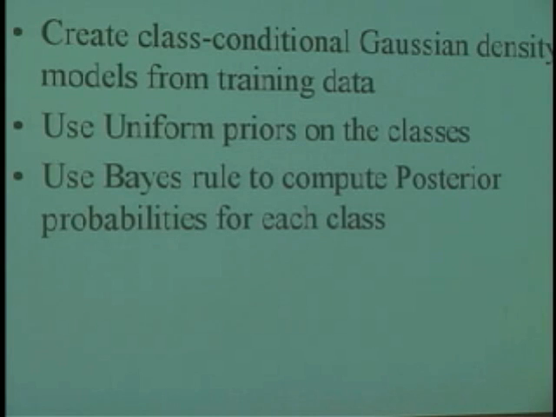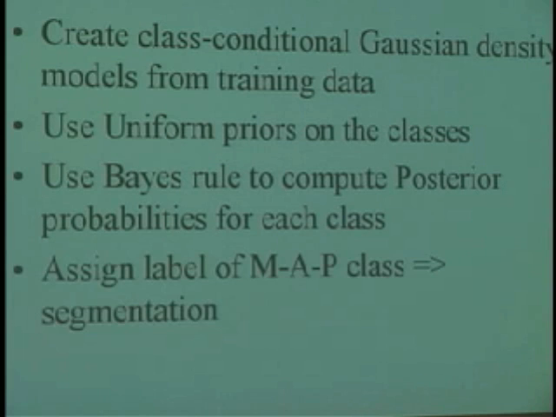A posterior is the probability of gamma i given x. Exactly. That's exactly what we're going to do. And then we're going to assign the label. The way we're going to create the segmented images, we'll look at all the posterior probabilities, and then we'll assign the label, and I say MAP here, maximum a posteriori probability. That will be the segmentation.